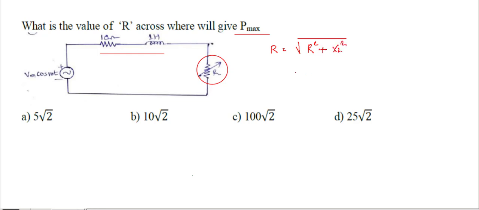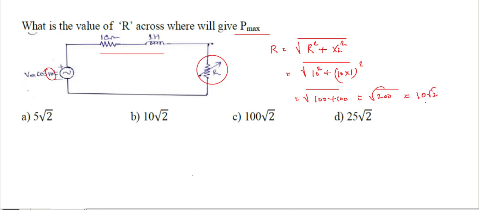So what is R square? 10 square. XL is omega L, you know very well about that, and omega is given as 10, so 10 into 1. So root of 100 plus 100, root 200, that equals root of 2 into 100, which is 10 root 2. So you get 10 root 2 as the answer. Okay, let's see the next question.